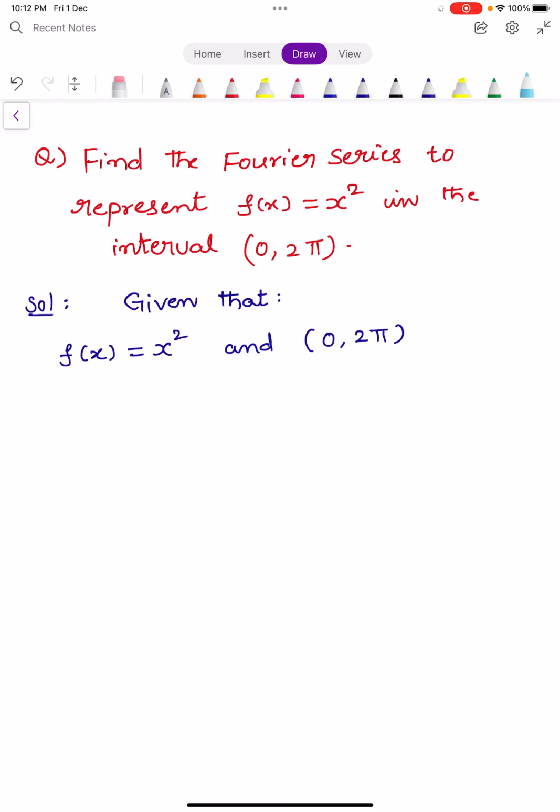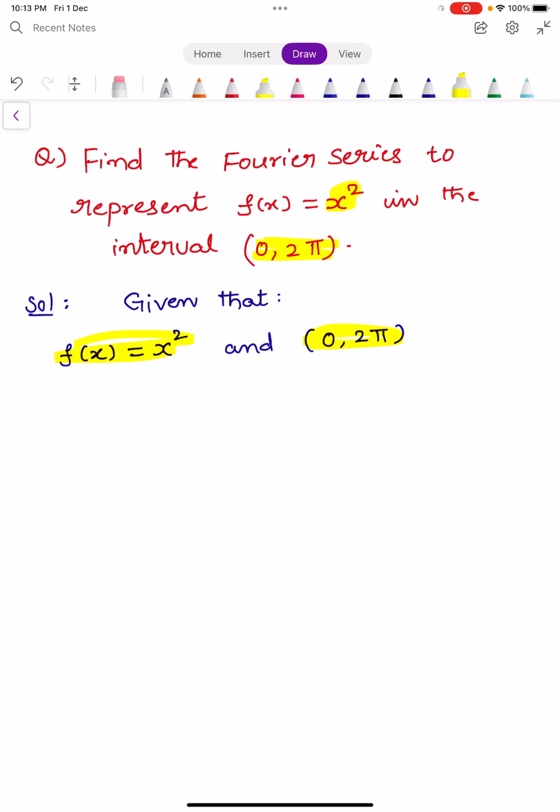Let us see one problem. Find the Fourier series to represent f of x is equals to x square in the interval 0 to 2 pi. So they have given that f of x is equals to x square and the interval is from 0 to 2 pi. So Fourier series entirely depends upon integration.